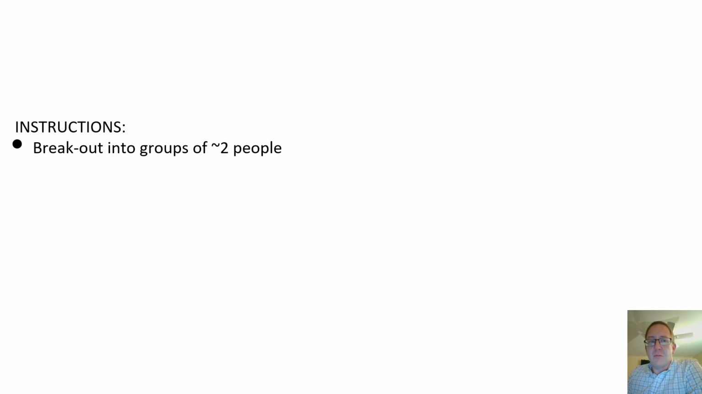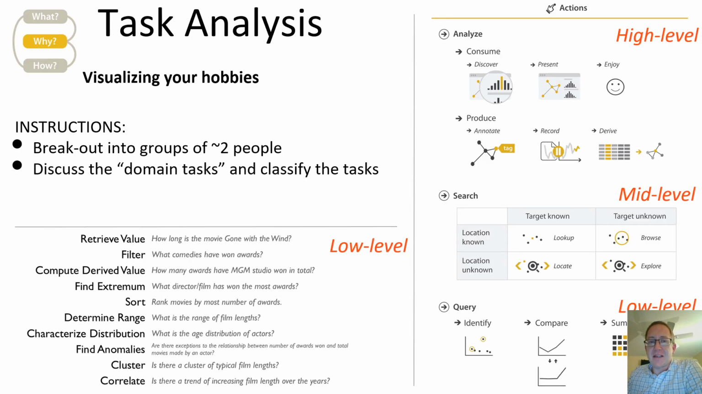Okay, so break into groups of 2, discuss the domain task, clarify the task, and classify the tasks. What kind of thing are they doing? Are you discovering? Are you presenting? Are you enjoying? Are you recording? Are you deriving? We want to figure out what the task itself is. Is it low level, high level? This is stats go stuff here.